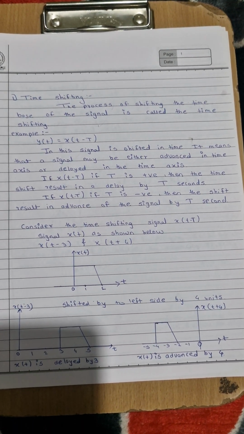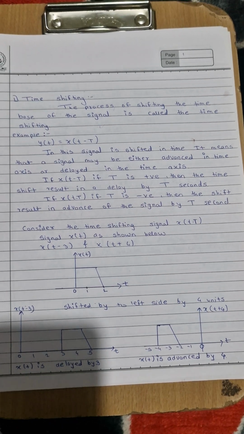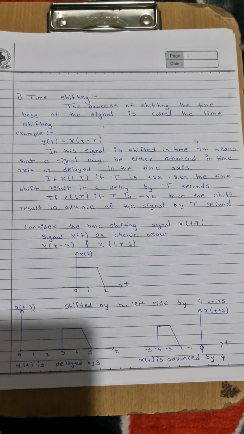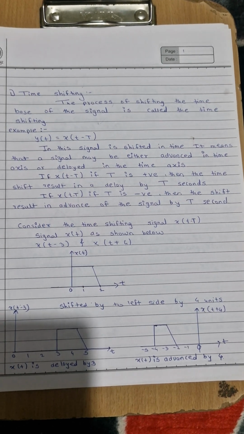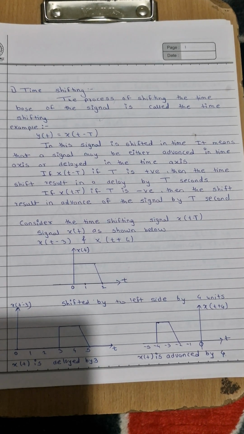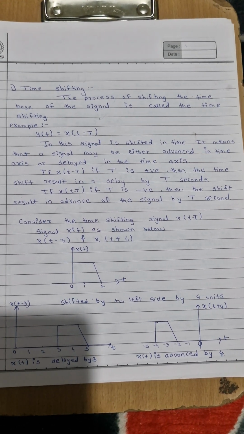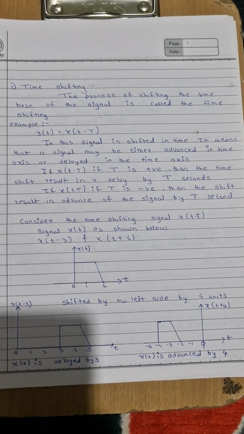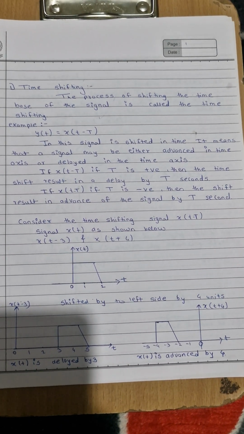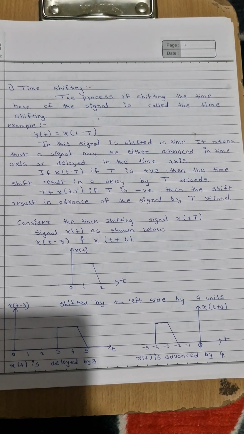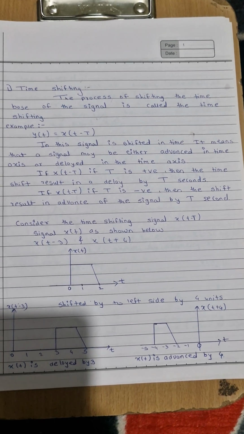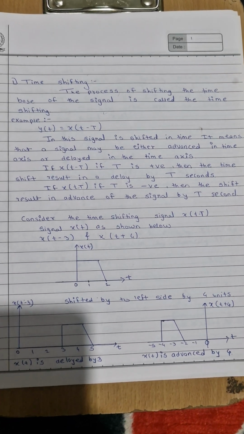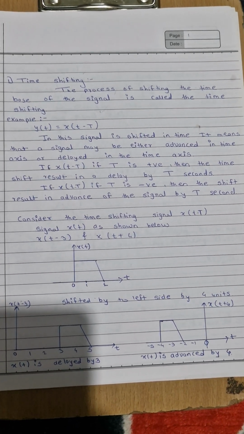It means that a signal may be either advanced on the time axis or delayed on the time axis. If in x(t minus T), capital T is positive, then the time shift results in a delay by T seconds. If T is negative, then the shift results in an advance of the signal by T seconds.